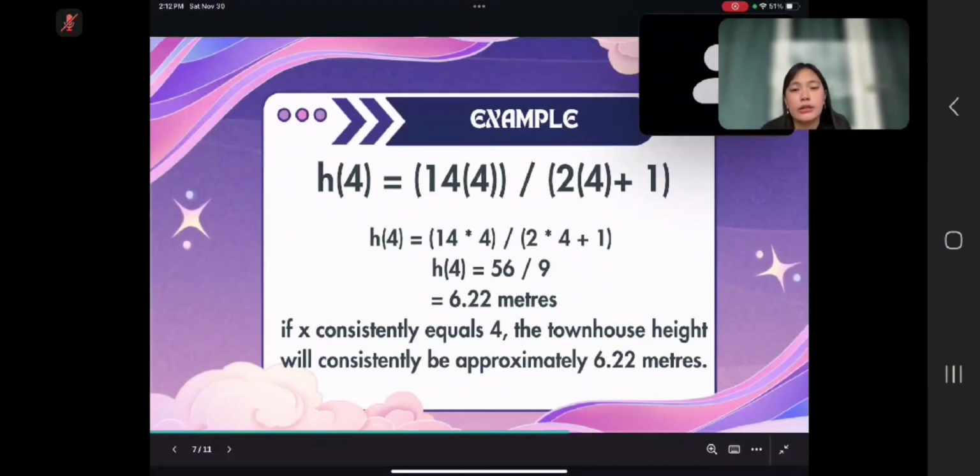If x consistently equals 4, the townhouse height will consistently be approximately 6.22 meters. The higher the value of x, the better the seismic resistance. That is why the final design of the housing would be a two-story household with a very modern design. Now let me move on.